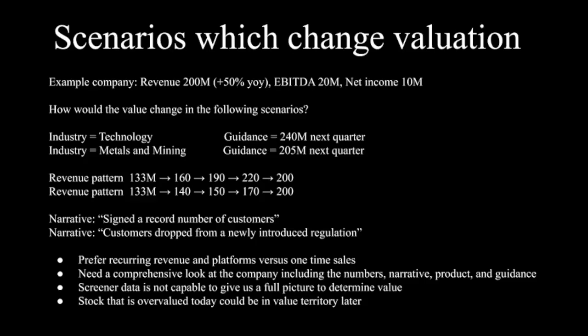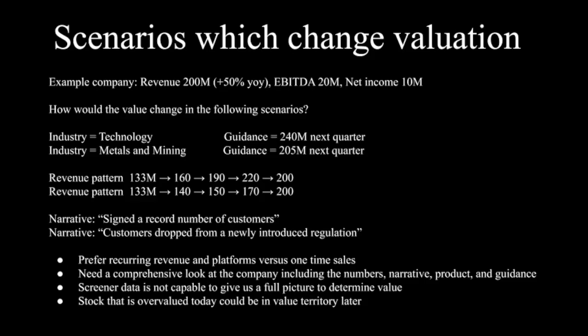This company added 7 million of net new revenue and then 10 million of net new to 20 million net new and then to 30 million net new revenue in the latest quarter. So that's where we can really see that geometric acceleration and why we prefer the second revenue pattern versus the first one. Let's consider how the narrative could vastly change the valuation of a company.